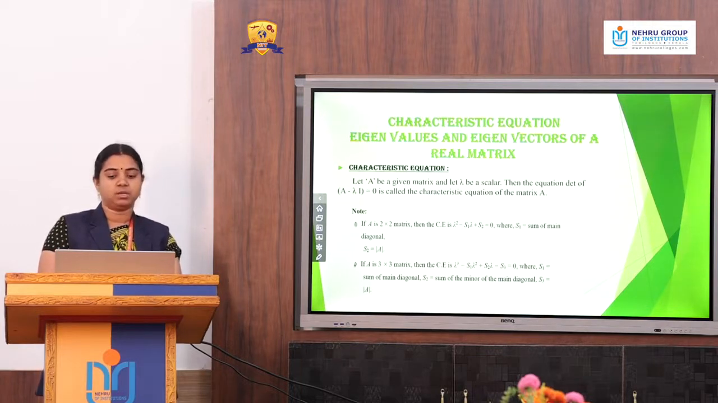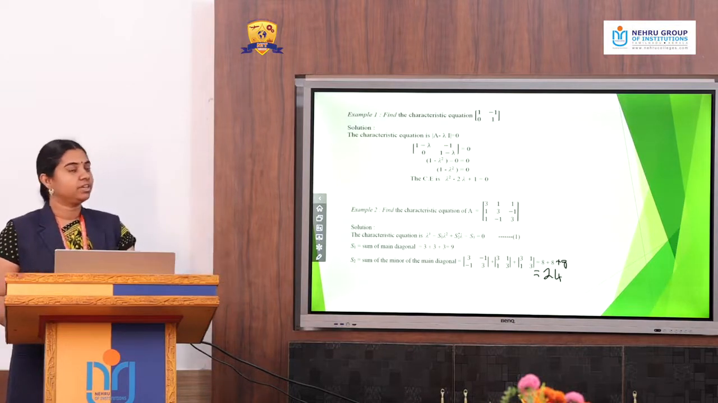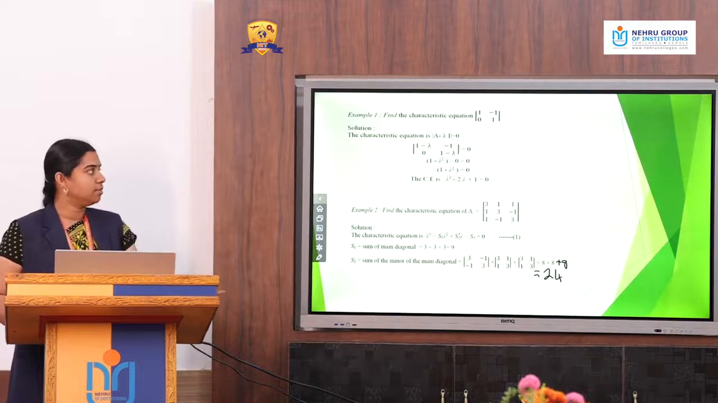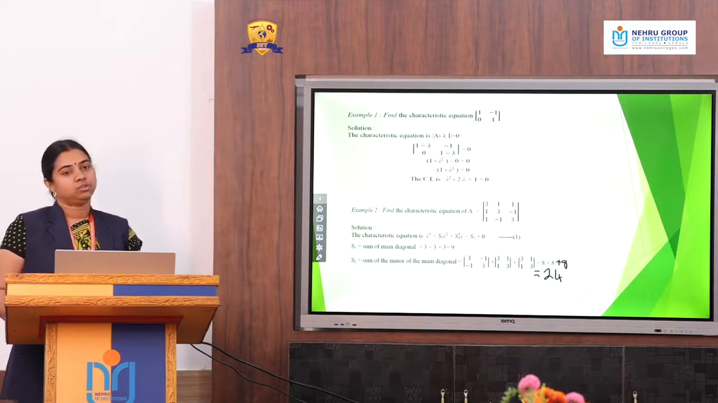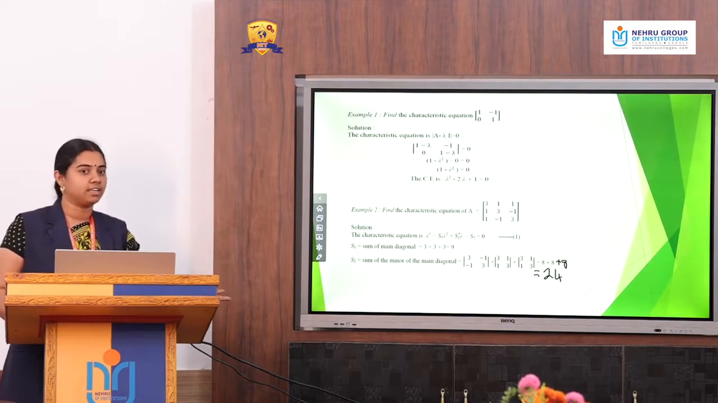So we're going to see one example. See this example. Here we have a 2 by 2 matrix, A equal to 1, minus 1, 0 and 1. As I already explained, we have a 2 by 2 matrix, so surely we get the characteristic equation as a quadratic equation.